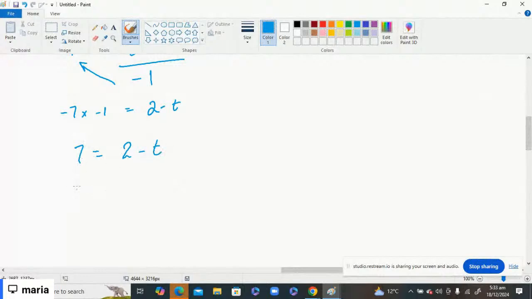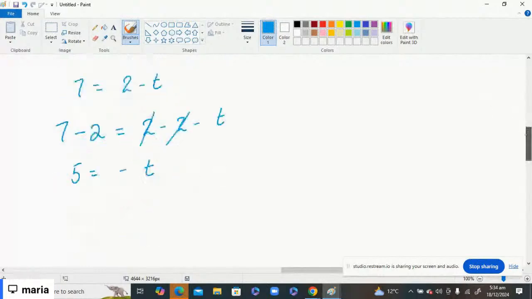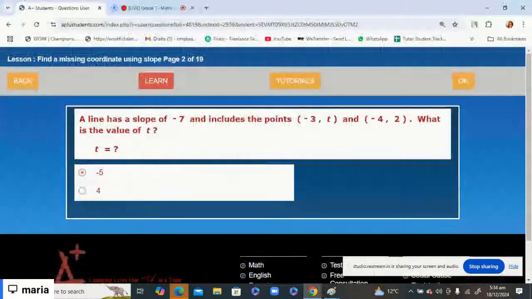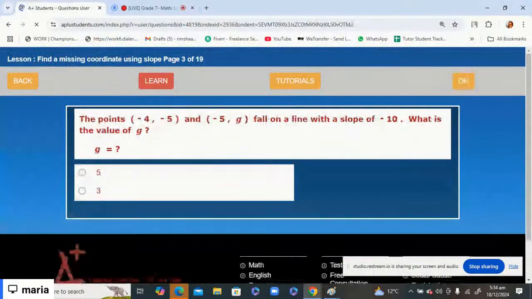Okay. So moving this 2 from this to this side, or just subtraction, -2 and 2 should be cancelled, and there is 5 equals -t. And what is the value of t? t is equal to -5. Multiply both sides with -1. So here t is equal to -5. Okay. So you solve the rest of the test questions by yourself. Hope you guys understand this lesson as well.